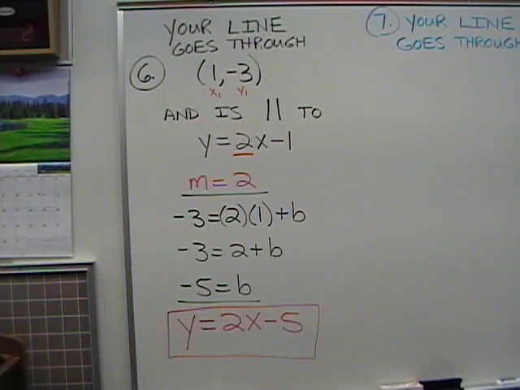So that means we have both bits of information that we need to finish off our equation. We've figured out what the slope is, it's 2. We figured out that the y-intercept is negative 5. So all we have to do is substitute that information into the slope-intercept form to get our final answer of y equals 2x minus 5. Let's try another one just to make sure that you understand.